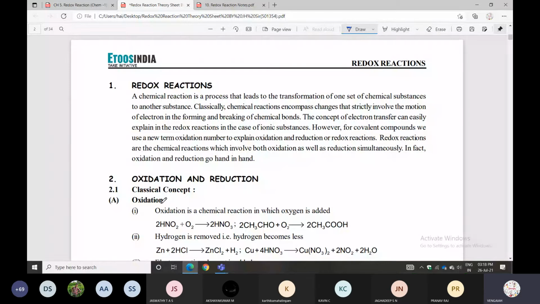In the first oxidation state, first oxidation. What is it? Check it, one second.